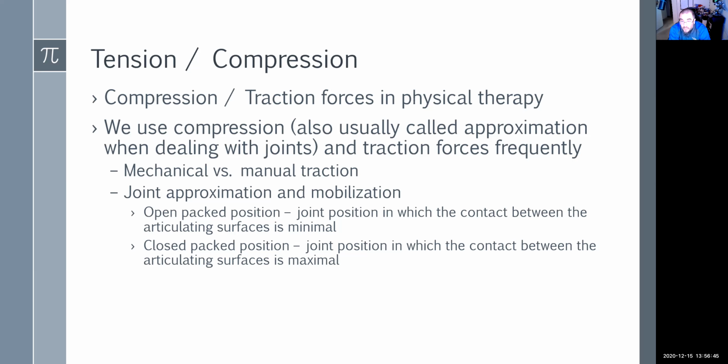This comes back into open packed and closed packed position, which we talked about really briefly before. Open packed position is the joint position in which the contact between the articulating surfaces is minimal. So that literally says in the open packed position, the joint is easily moved within the joint surface. So like think of the knee. And let's talk about closed packed real quick. Closed packed is the joint position in which the contact between the articulating surfaces is maximal.